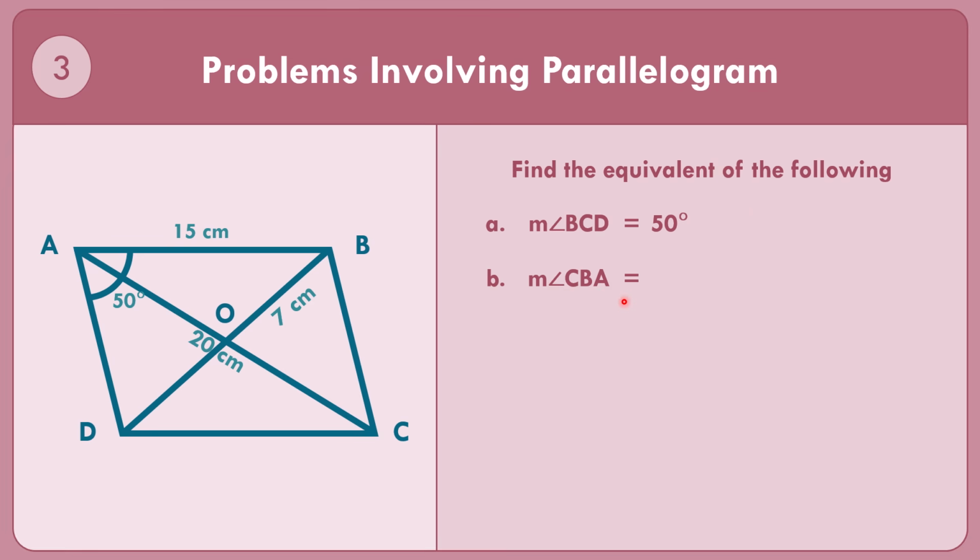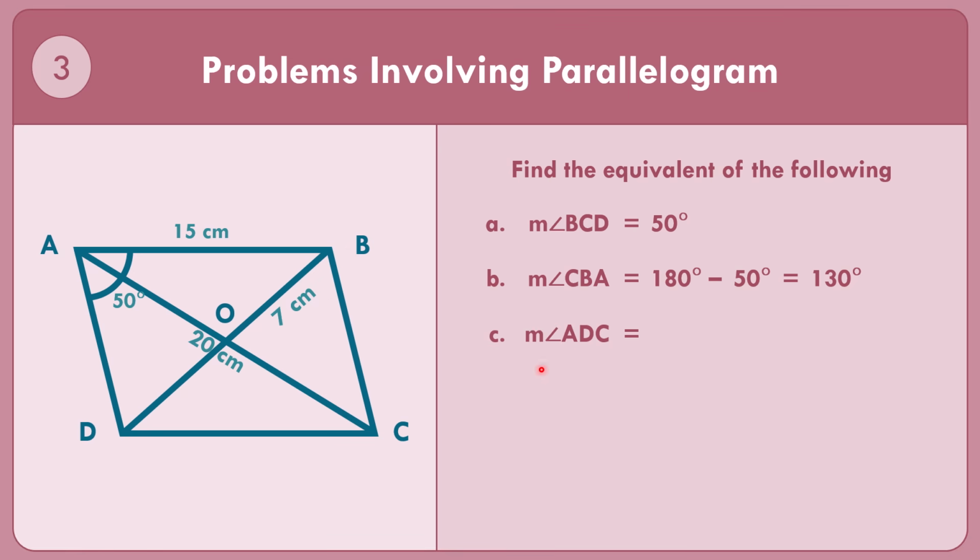How about letter B? The measurement of the angle CBA. So what could be the solution? Two consecutive angles are supplementary. So it means the measure of the angle A plus the measure of the angle B is equal to 180 degrees. So 180 degrees minus 50 degrees becomes 130 degrees. So the measure of the angle CBA is 130 degrees.